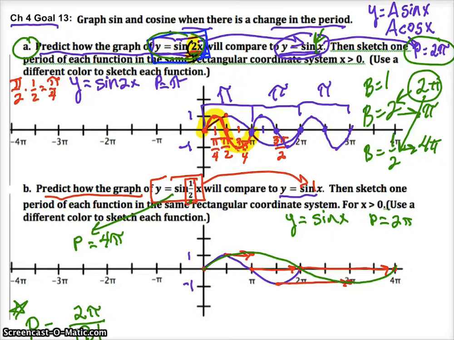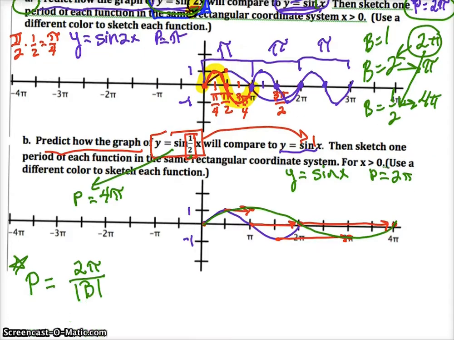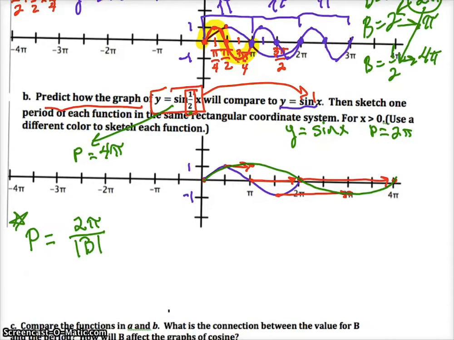I want to finish up by looking at question C at the bottom. It says, compare the functions in A and B. What is the connection between the value for b and the period? Okay, so we've discussed that. The value for b, you divide the period by the value for b, and that will give you the new period. How will b affect the graph of cosine? It should affect the graph of cosine in the exact same way as sine, because sine and cosine, the parent functions, both have a period of 2 pi.